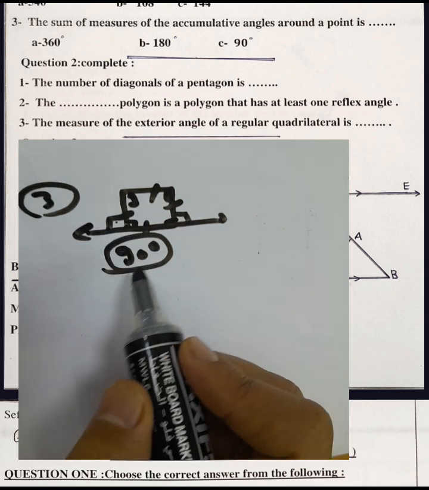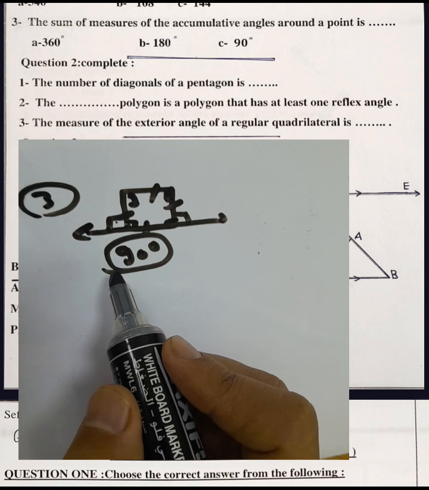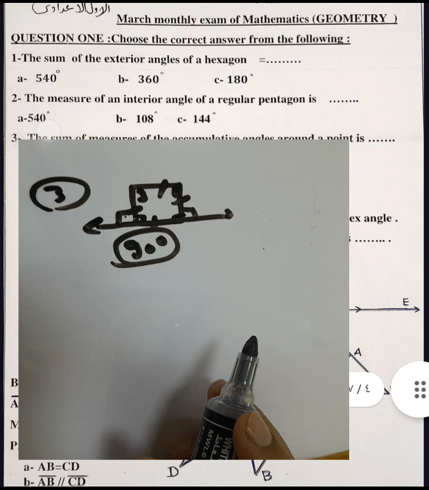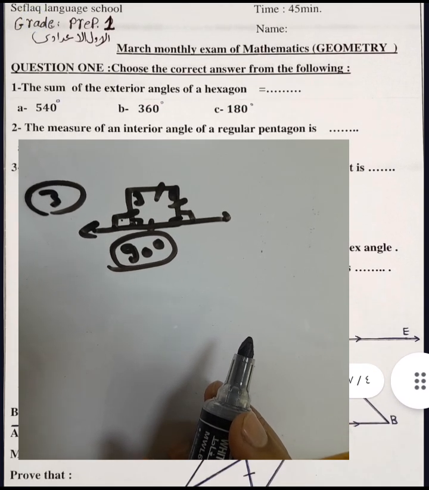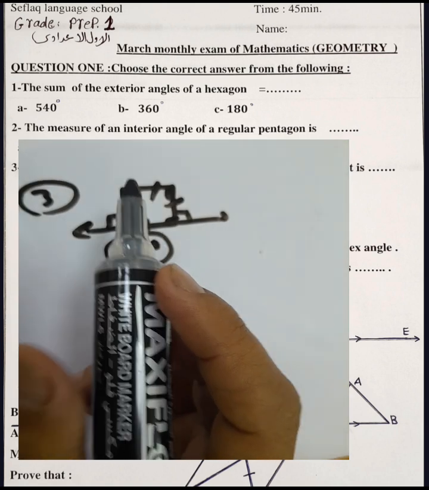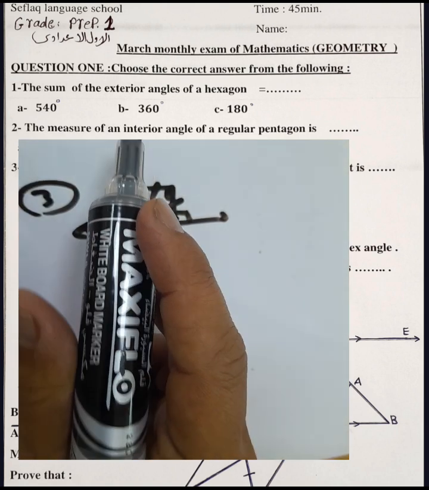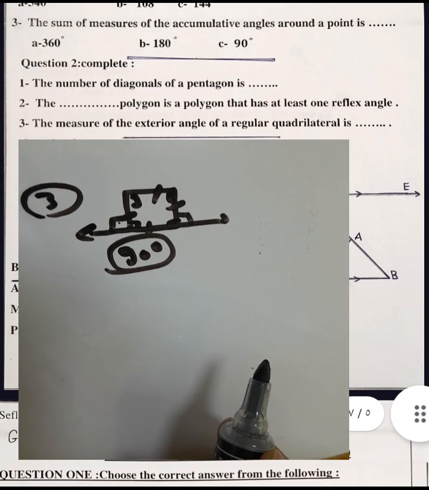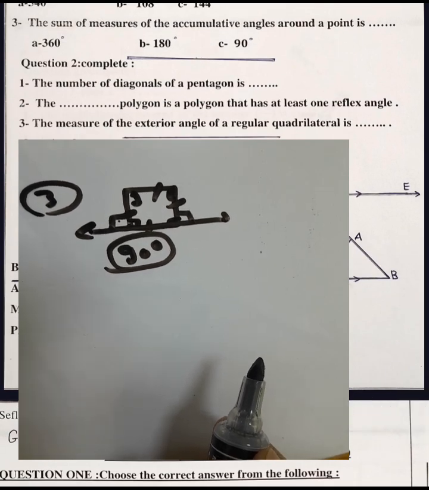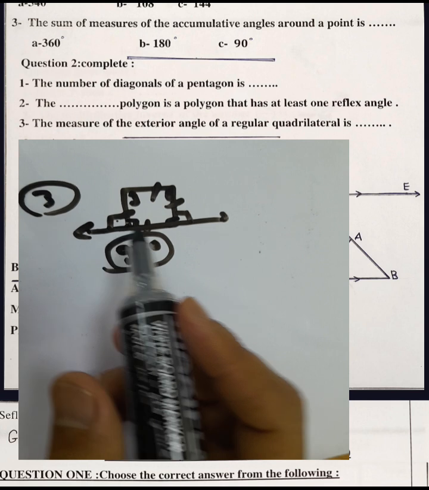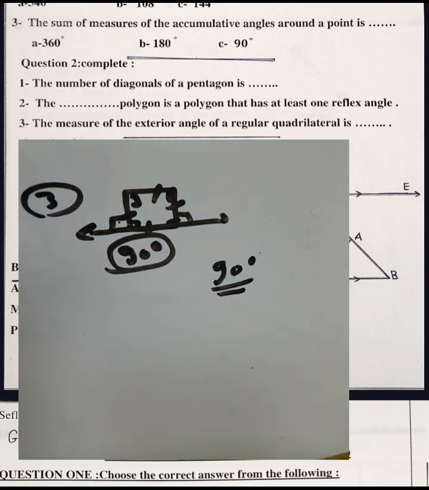If you want to find the sum of the measures, such as in question number 1, the sum of the exterior angles of a hexagon, which was what? 360. If you want to find the sum of exterior angles, it is 360, but in this example we want to find the measure of an exterior angle in a regular quadrilateral. A regular quadrilateral means a square. Then the measure of the exterior angle will be 90 degrees. The result will be 90 degrees.